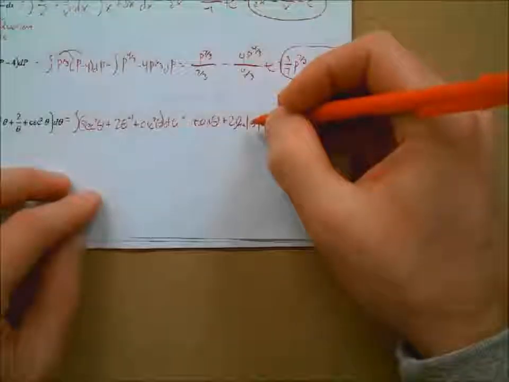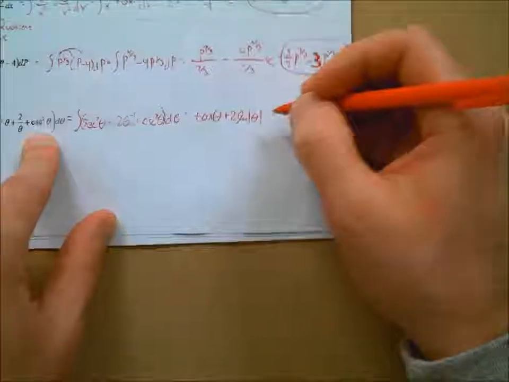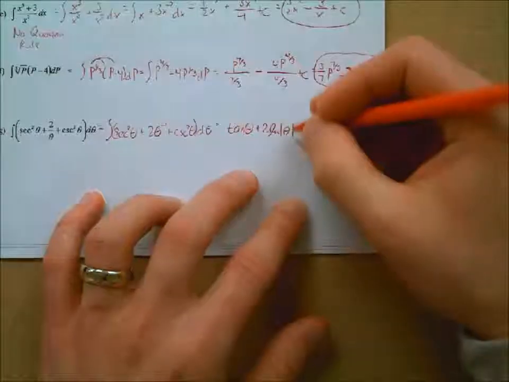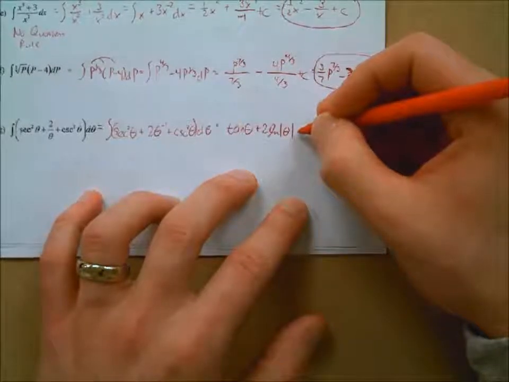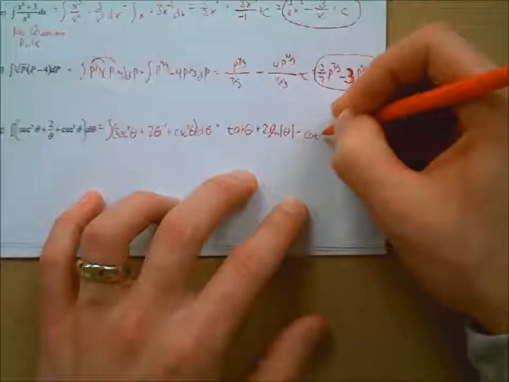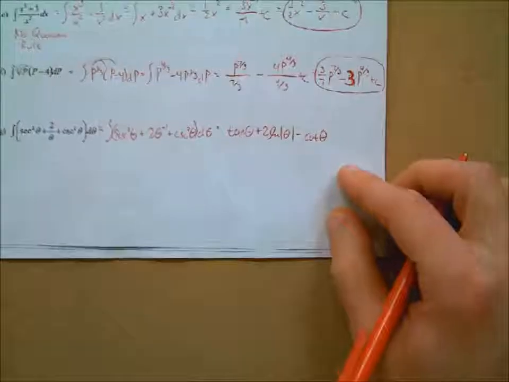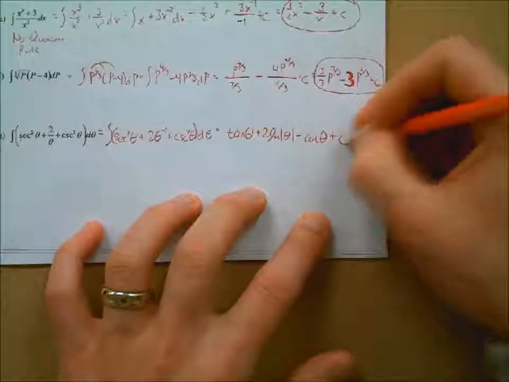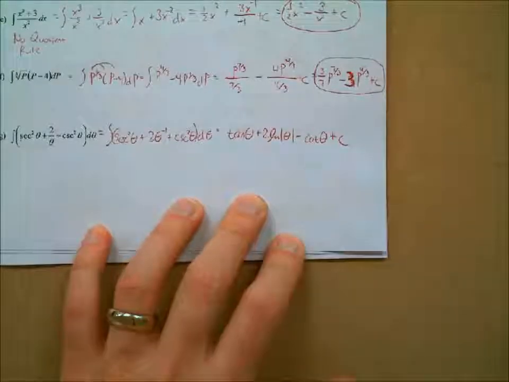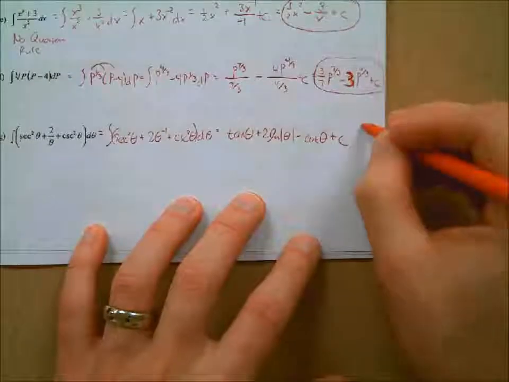All right. So anyway, you go back to this. And then what's the integral of cosecant squared? It'll be negative cotangent of theta, because the derivative of cotangent is negative cosecant squared. So if you have positive cosecant squared, we need a negative cotangent. Of course, then plus c. Okay, and so there's our solution there.